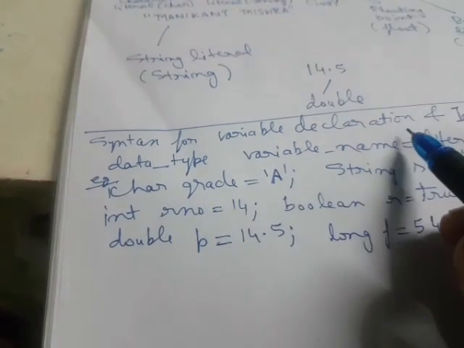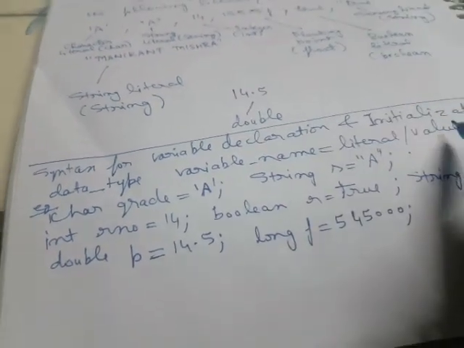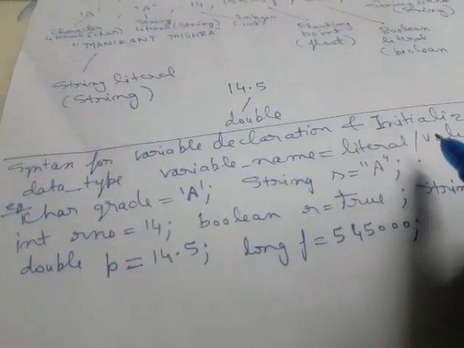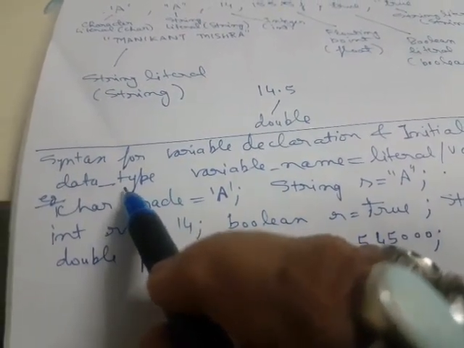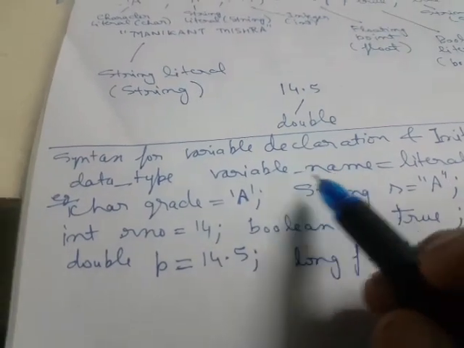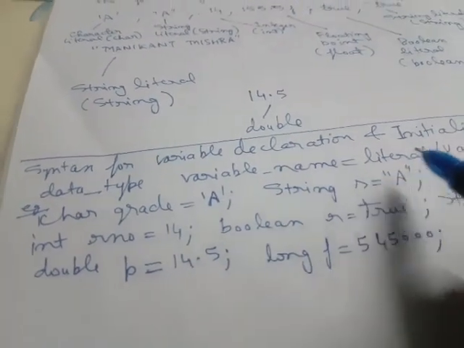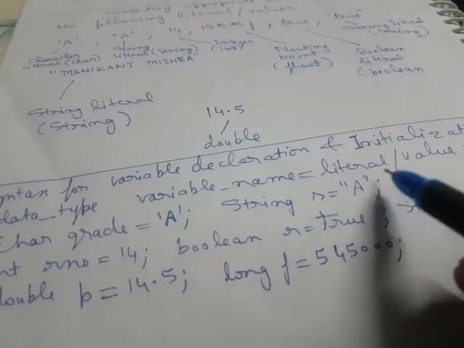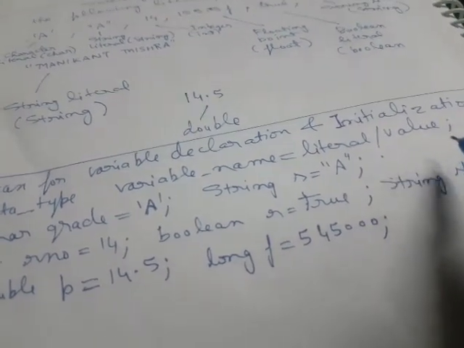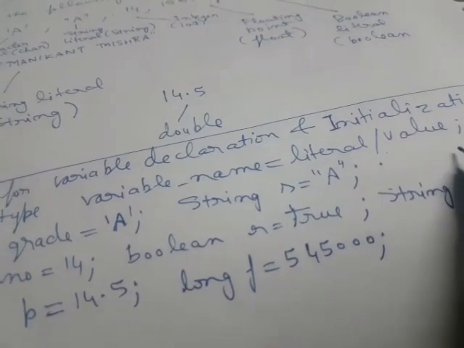Now students, we have got here the syntax for variable declaration and initialization. If any variable is to be declared and initialized, we need to write first its data type, meaning what kind of data a variable can hold, then the variable name, then the assignment operator, then the literal or the value. Alright, so literal and value are actually the same thing, and terminate the statement by a semicolon.